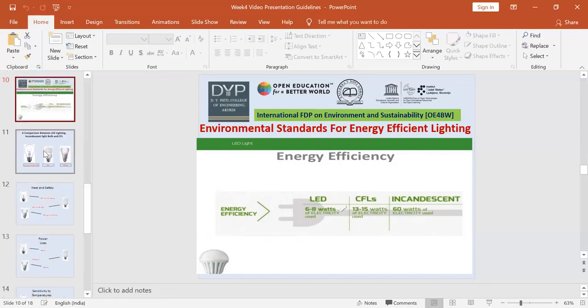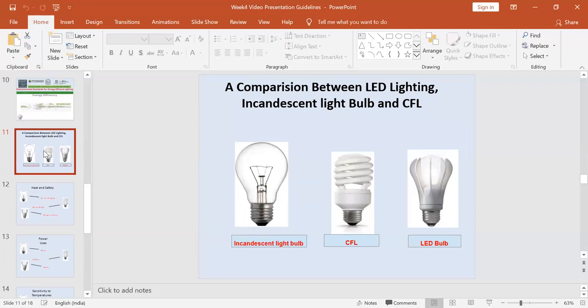Next, we can observe a comparison between LED lighting, the incandescent light bulb, and CFL. Why are we using LED? We have to compare the previously available incandescent light bulbs, CFL, and LED bulbs. In this slide, we can observe incandescent, CFL, and LED bulbs, which are the different bulbs available.